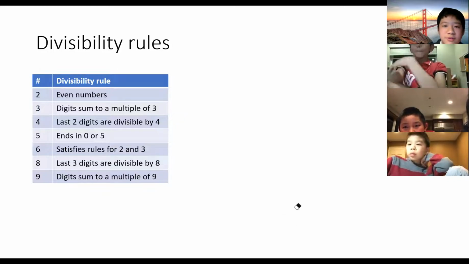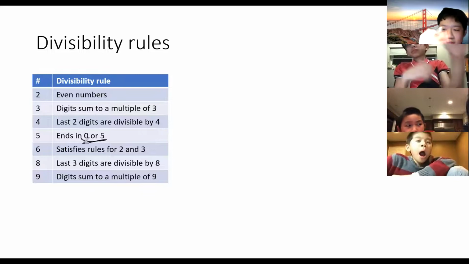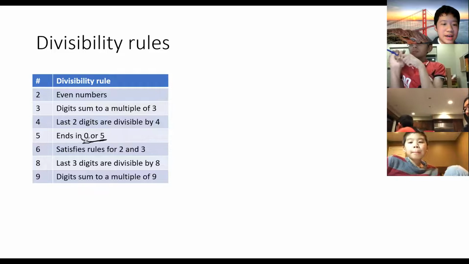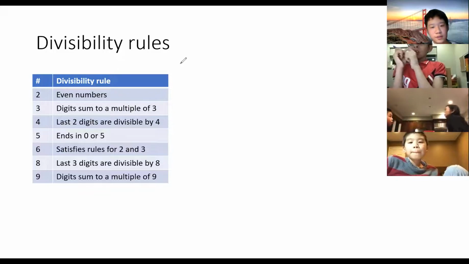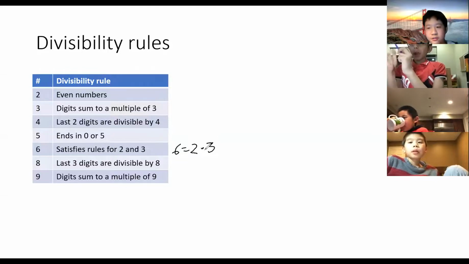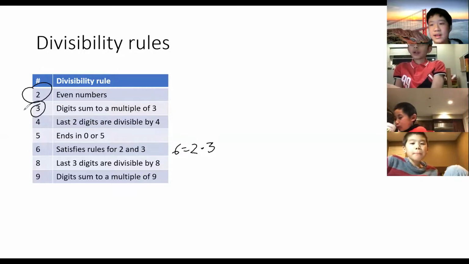And the rule for 5 is simple, and I'm sure all of you know it. Ends in 0 or 5. And for 6, we don't have a special rule for that. It's just that the number has to satisfy the rules for 2 and 3. Okay, this is because 6 equals 2 times 3. So if the number satisfies the rules for 2 and 3, then it's definitely divisible by 6 as well.